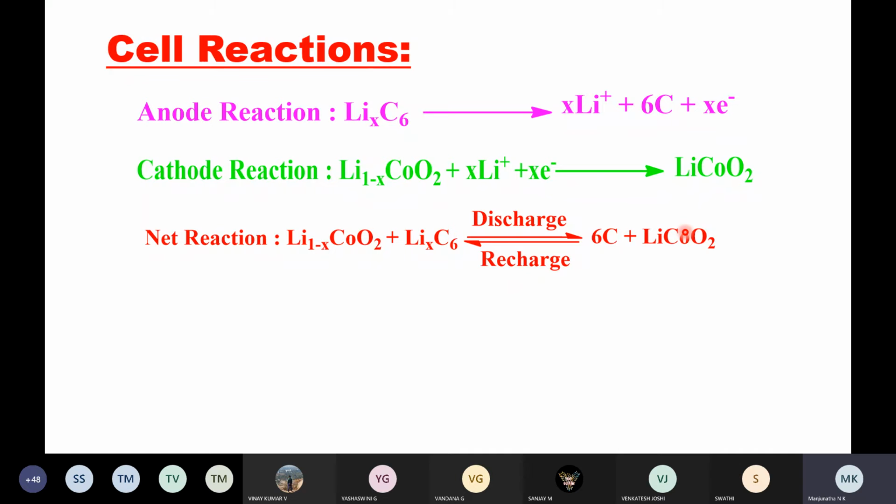Coming to the working during the recharging process. During recharging, the battery acts as an electrolytic cell, where the electrical energy is converted into chemical energy. The reactions are reversed and the chemical energy is regenerated. Coming to the output of this battery, it produces an output of 4.0 volts.